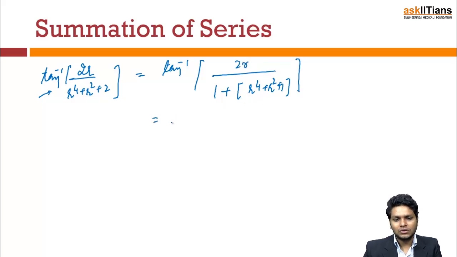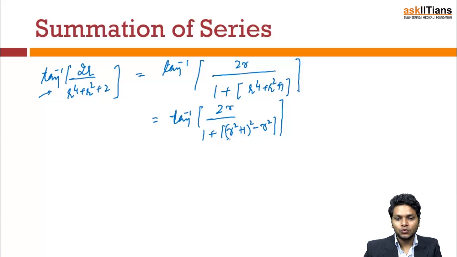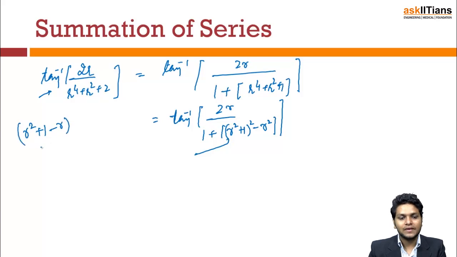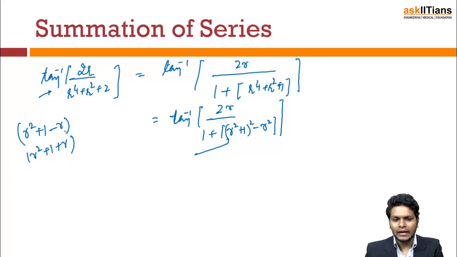I think I can do something now. This can be written as tan inverse 2r, and this will be 1 plus (r square plus 1) whole square minus r square, right? So I can see that there are two factors which I can make up from a square minus b square, and that is r square plus 1 minus r, and the other one is r square plus 1 plus r. Now see, if I subtract these two things, don't you think I'll be ending up with 2r?